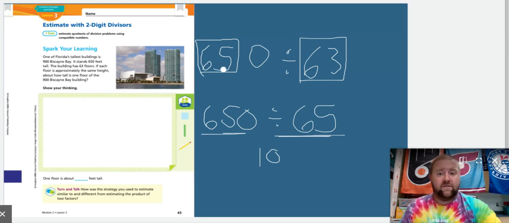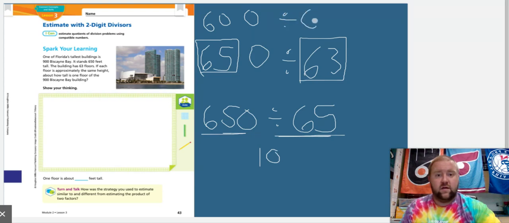We could also have said, well, 65 is close to 60, so this could be 600. And this 63 is close to 60. And we could have had 600 divided by 60. We still have the same answer, which is 10.